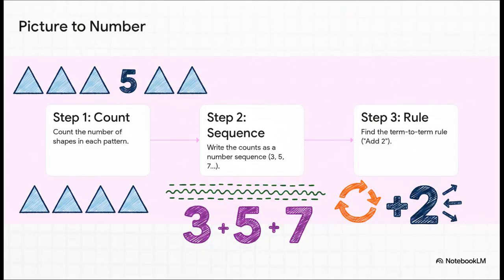The process here is pretty straightforward. First, we just turn the pictures into numbers. So we count the triangles, 3, then 5, then 7. And just like that, it's a number sequence again. And the term-to-term rule? Well, it's pretty clear we're just adding 2 triangles each time.